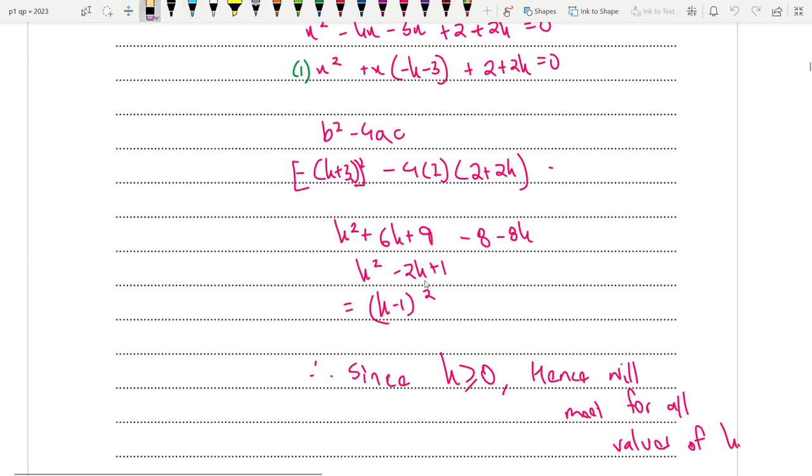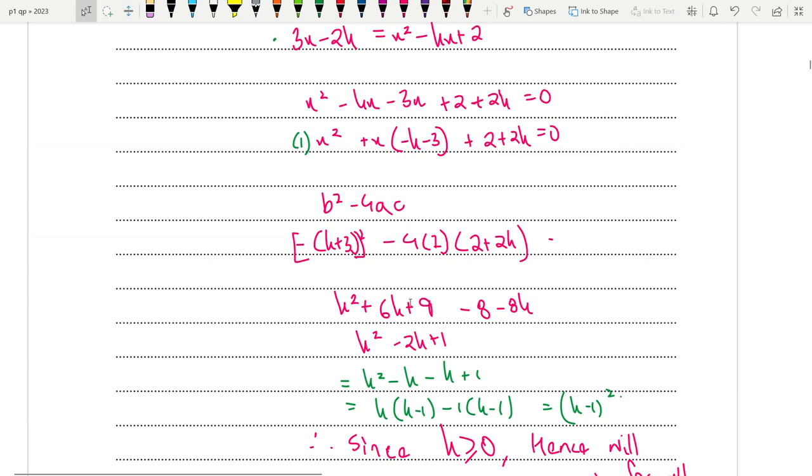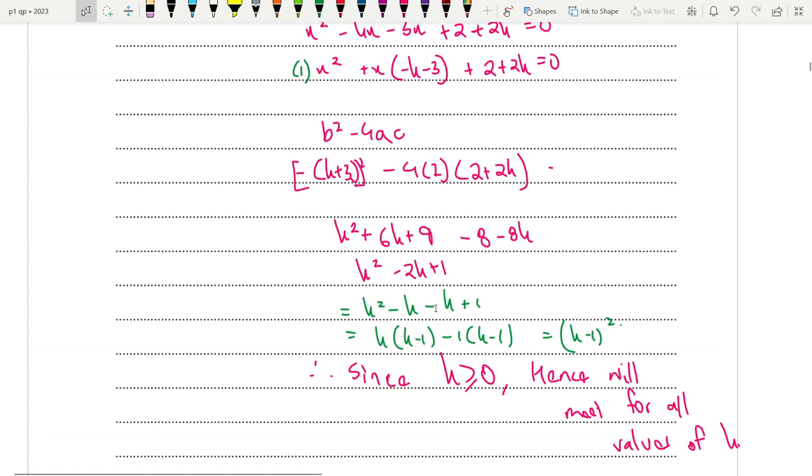How did I do this exactly? Check this. This is k squared minus k minus k plus 1. So we end up with k minus 1 times k minus 1, which is k minus 1 whole square. So what are the values of b squared minus 4ac? It is 0 when k is equal to 1.